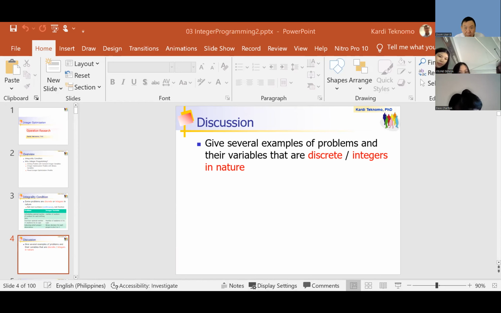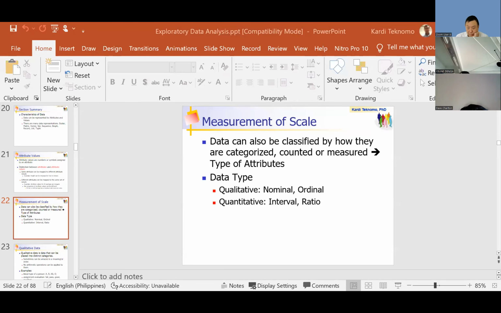Okay. So, look. I want you to know, probably you know this already, but I want to discuss with you about measurement of scale, just to remind you again. Can you see my slide, measurement of scale?